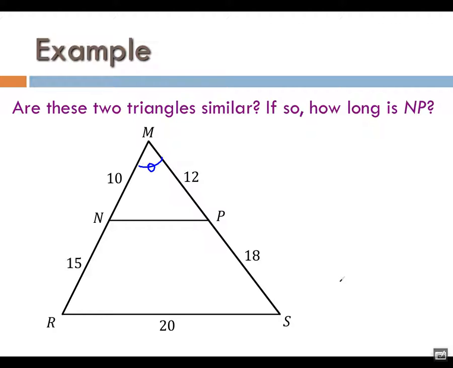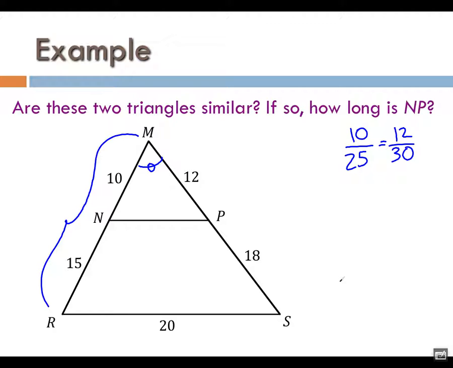It'd be 10 over 25 is equal to 12 over 30. Where did the 25 and 30 come from? 10 plus 15 is the measurement of side MR, and 12 plus 18 is the measurement of MS. We're comparing sides of a triangle here, not just lengths in the picture. So 10 is the distance from the smaller triangle, 25 is the distance from the big triangle, and we're checking to see if that is proportional between 12 and 30.